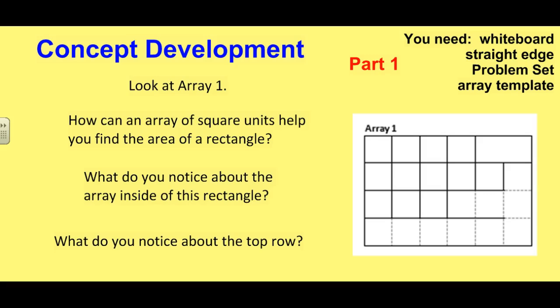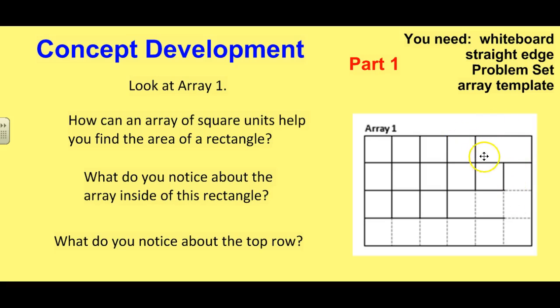Okay, so I want you to look at Array 1. Yours is a lot bigger than mine is, and yours doesn't have these dots on them. Yours is just blank where the line should be. So how can an array of square units help you find the area of a rectangle? Well, we know that if this whole array was filled in, all we would have to do is count all of the squares in the rows or the columns to help us find the area. But what we see about this rectangle is that some of the lines in the columns are not completely filled in. So we will have to finish drawing them in to help us find the area of it.